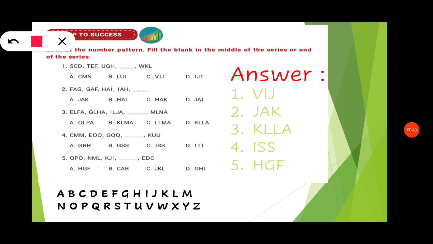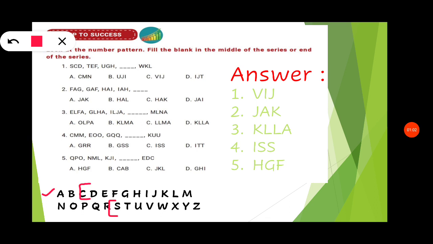See the first one, it is based on alphabets. Please write the alphabets, I have written them here, and then find out the answer. What is the sequence given here? S, C, D. They have started from S, and the next letters start from C, then C, D.